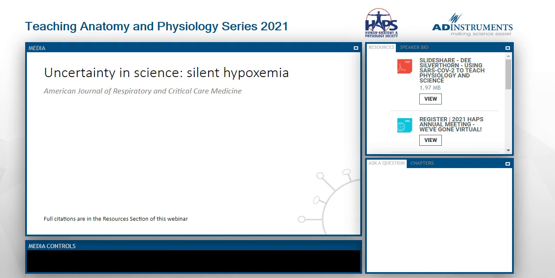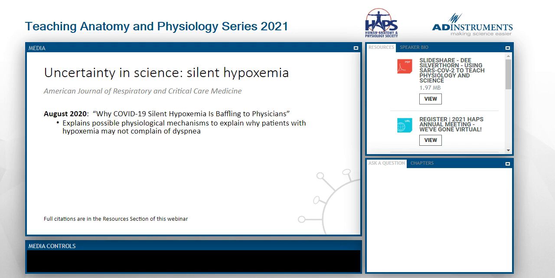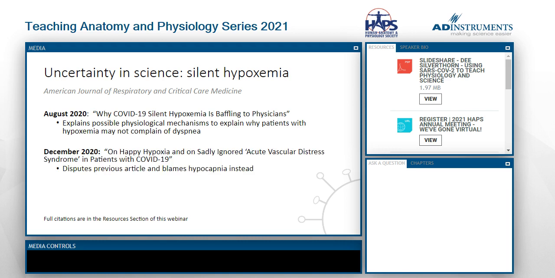I picked silent hypoxemia because it's a good example of uncertainty in science. There's the American Journal of Respiratory and Critical Care Medicine, that is physicians that are taking care of people in the ICU. And back in August, they had a very nice article about silent hypoxemia, and it goes into some of the physiological mechanisms that they felt could explain why these patients were not complaining of dyspnea and exhibiting elevated ventilation. And if you want to teach this, I highly recommend it. And again, it's listed in the resources.